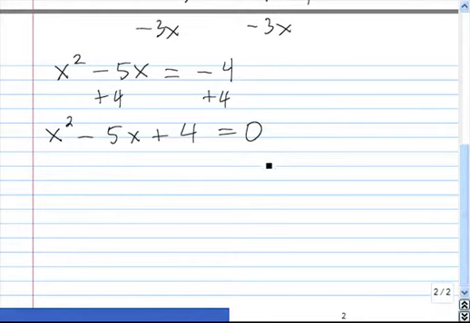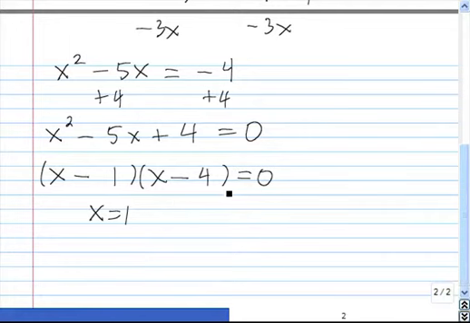Now we just have to factor. x goes in the first slots. Because this sign is negative and this sign is positive, we know we have a minus in both of these spots. Next we need two numbers whose product is 4. 1 and 4 will do the trick. So we use the zero product property now. x minus 1 has to be equal to 0, which means x has to be equal to 1. And x minus 4 also has to be equal to 0, so x must be equal to 4.